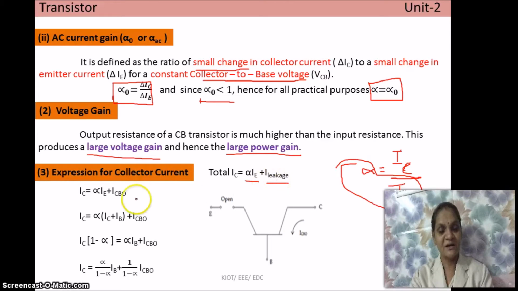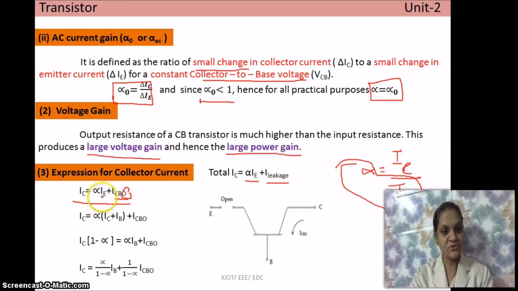This can be represented as ICBO. ICBO is nothing but the current in the collector-base junction with the emitter junction open. Here O stands for open, which by default indicates the emitter terminal, which is the input terminal. So leakage current is the current flowing between the collector and the base terminal, which is reverse biased, the output terminal, when the input is open. Input is emitter, so the emitter terminal is open. So this is the modified expression.